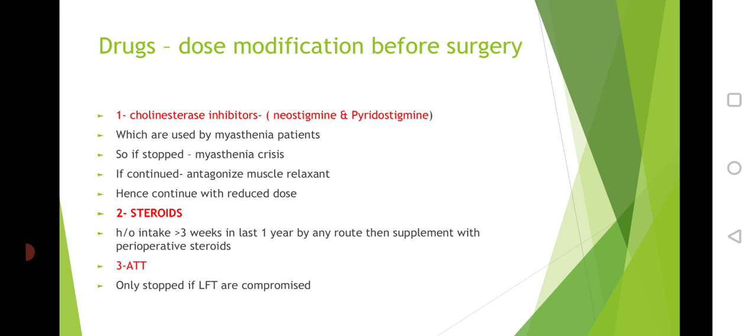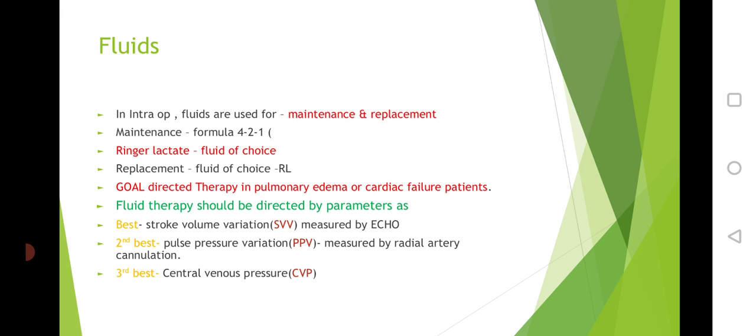Drug dose modification before surgery. One is cholinesterase inhibitors, that is neostigmine or pyridostigmine, which are used for myasthenia patients. If stopped, myasthenic crisis; if continued, they antagonize muscle relaxation. Hence continue with reduced dose. Steroids: history of intake greater than 3 weeks in the last 1 year by any route, then supplement with perioperative steroids. Antitubercular therapy: only stopped if LFTs are compromised.